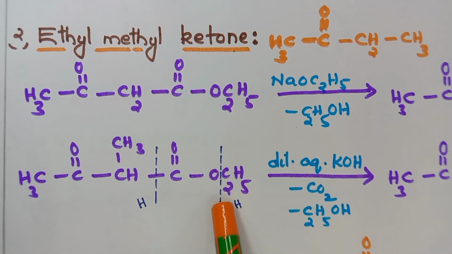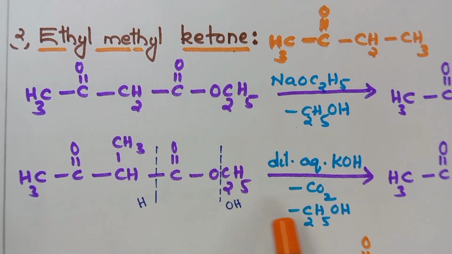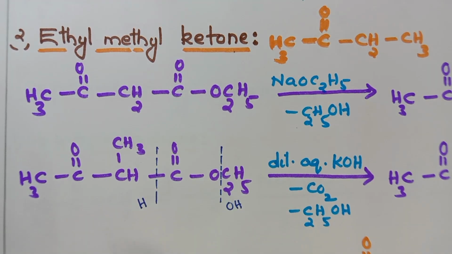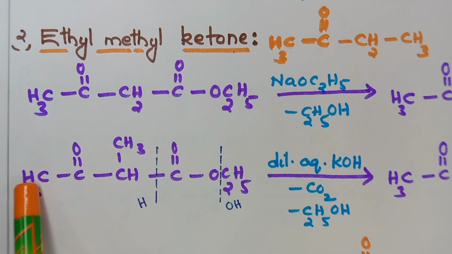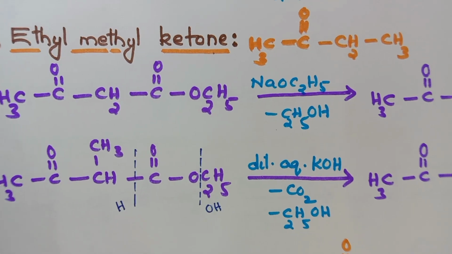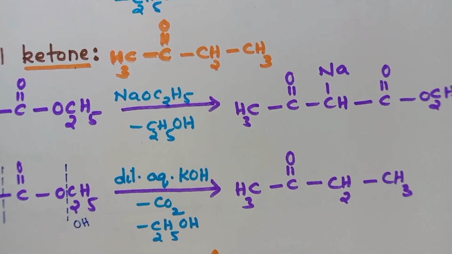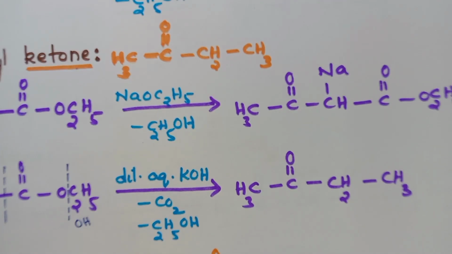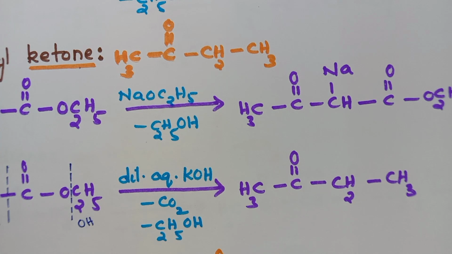See, here the bond is broken, here the bond is broken, HOH. So CO2 and C2H5OH both are coming out and the compound remaining is CH3, C double bond O, CH2, CH3, that is our ethyl methyl ketone. Okay students, so we are preparing ketones by hydrolysis in the presence of dilute aqueous KOH.